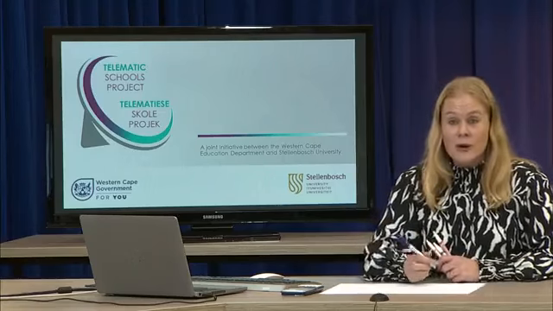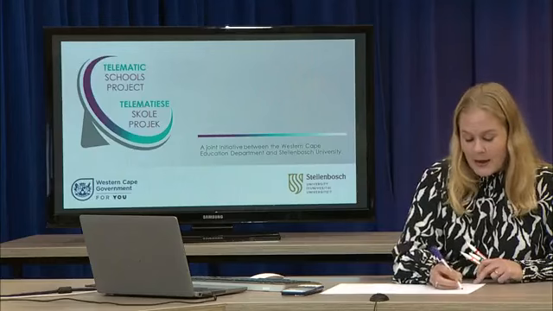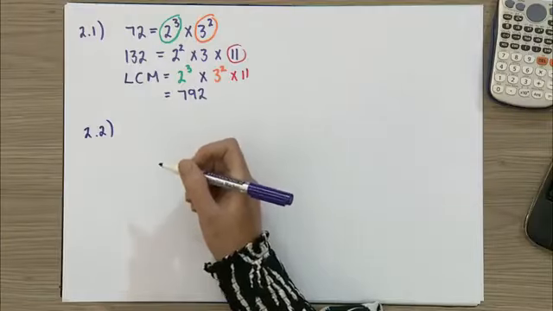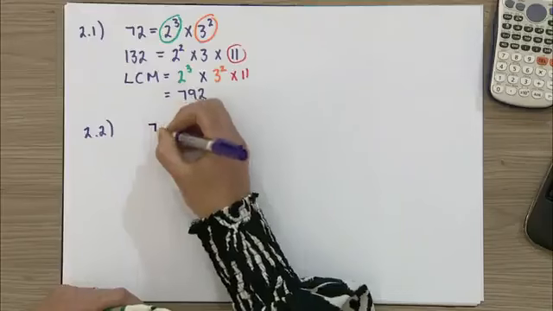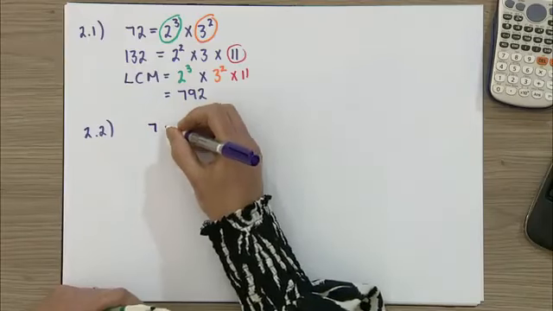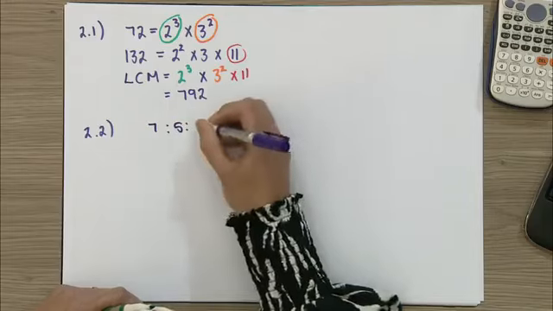So let's go back to our whiteboard to question 2.2. Question 2.2. Mr. Peck withdraws 1,280 Rand that he needs to spend on gifts for his 3 sons. He decides to buy the gifts depending on the age of the sons. Calculate the cost of son A's gift if son A is 7 years old, son B is 5, and son C is 4 years. So this question is a ratio question, and he's buying the gift depending on the ages of the sons. So son A is 7 years, son B is 5 years, and son C is 4 years.